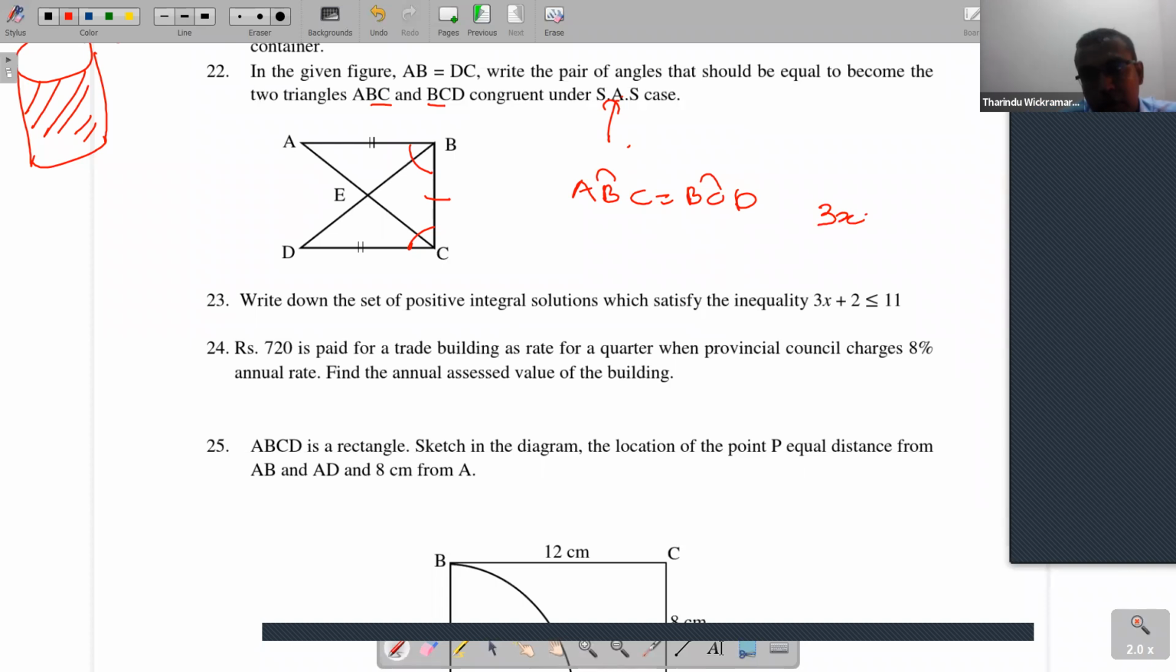So 3x plus 2 is less than or equal to 11. You can take 2 to the other side. So this is less than. So we can divide by a positive value, right? If you divide by a negative value, the sign will change. x is less than or equal to 3. So they are asking to find the set of positive integral solutions. So x can't be 0. So starting from 1, it can be 1, 2, and 3. Because of the equal sign, it can be 3 also. So you can do the next question.